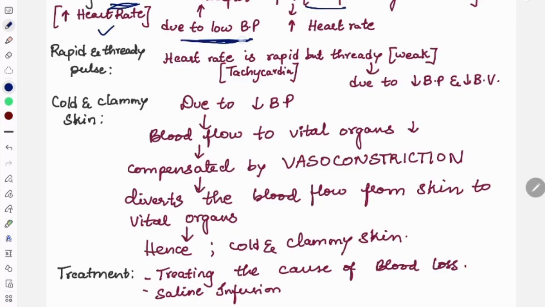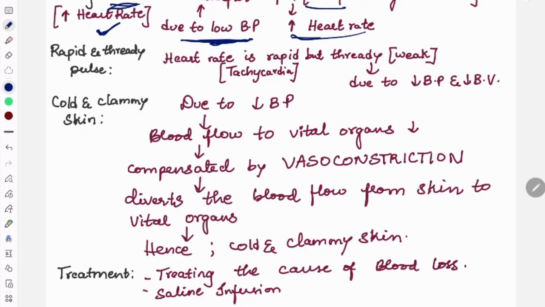Because of low blood pressure, a baroreceptor reflex gets activated in response to the low blood pressure. That is a compensatory mechanism that will increase the heart rate, and thereby it will normalize the BP. It will regulate the BP and get it back to normal. So this is a regulatory mechanism, a compensatory mechanism that comes into action. That is the reason for increased heart rate or tachycardia. So what is the reason for tachycardia? Because of the low BP, the compensatory mechanism comes into action, and that is the reason why there is increased heart rate.